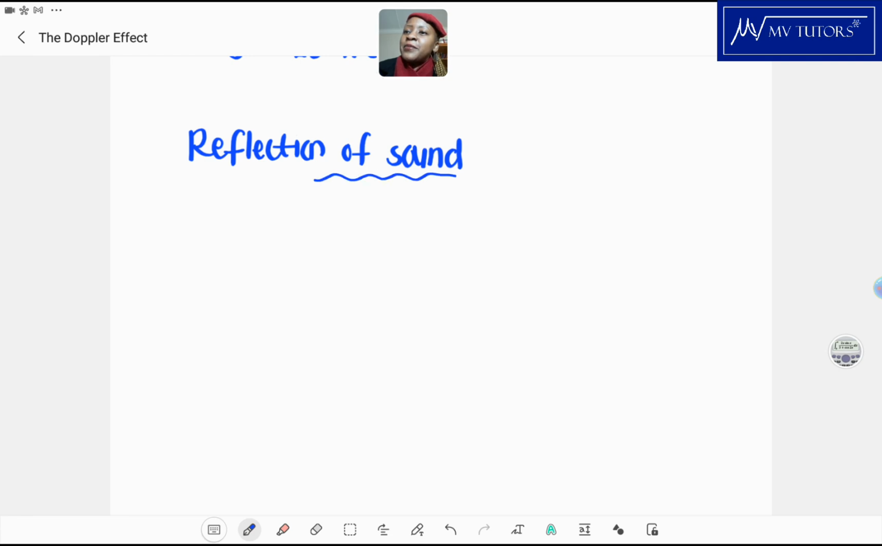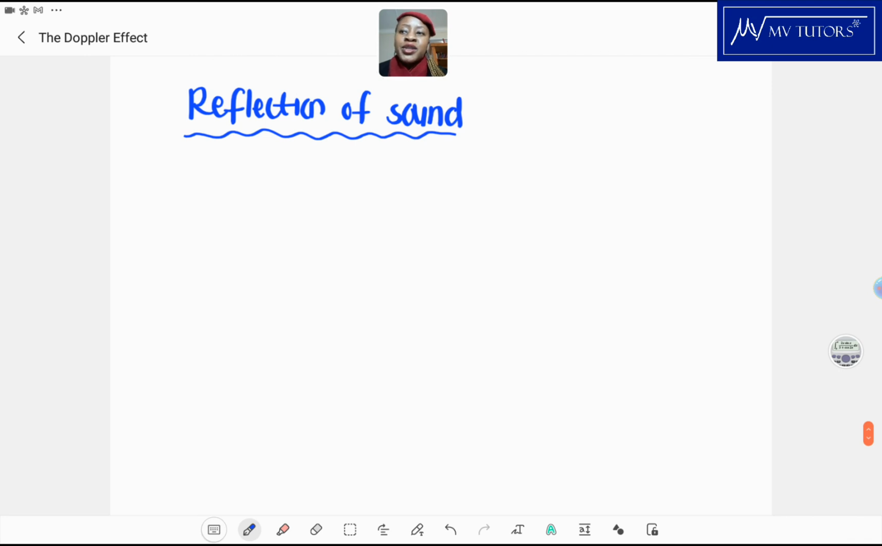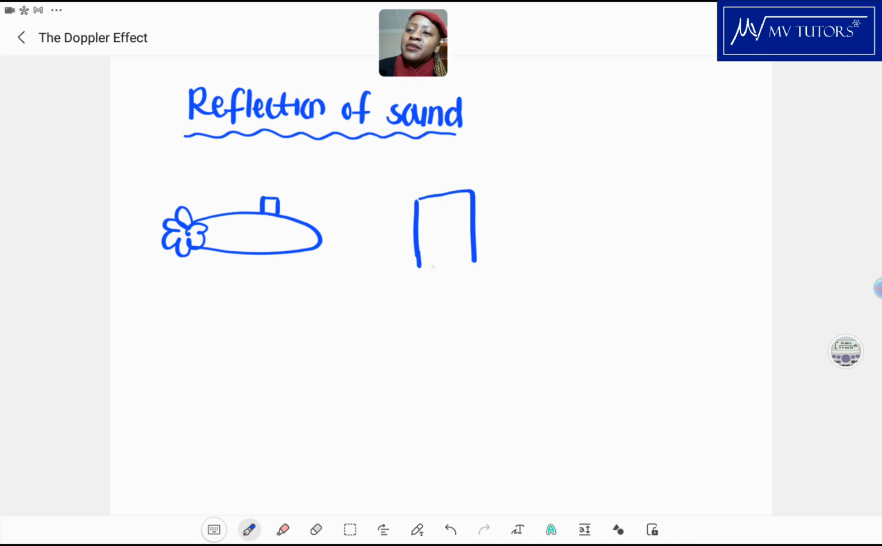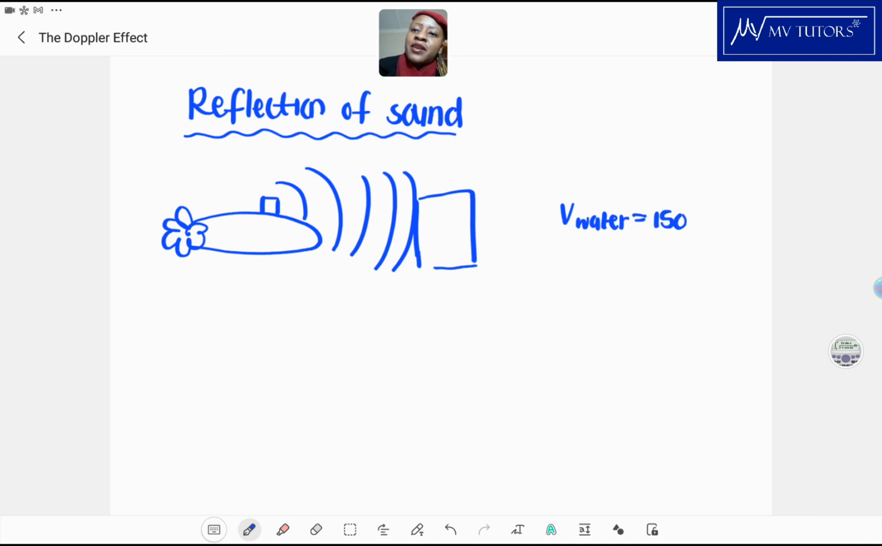So what happens? Let's just say you have a submarine moving towards an object. The submarine looks something like that, and it's moving towards a source or an object. It is emitting sound waves. It's in water, by the way, so you know that the speed of sound in water is 1,500 meters per second.